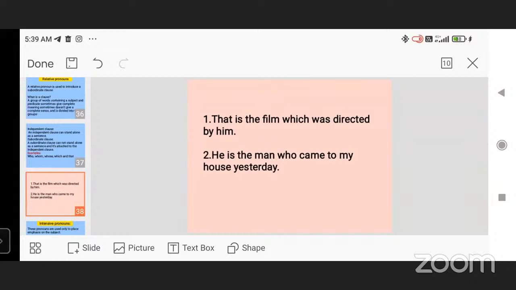That is a film. Directed. Does it have meaning? No, isn't it? Yes. That is a film.